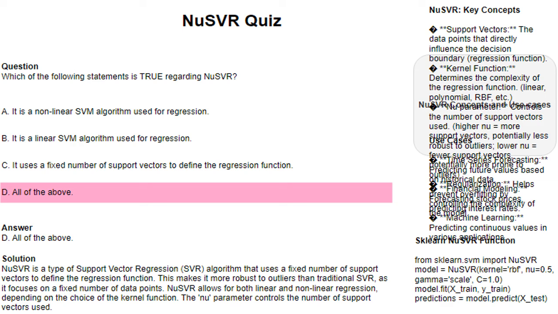Support vectors: the data points that directly influence the decision boundary or regression function. Kernel function: determines the complexity of the regression function. Linear, polynomial, RBF, etc. Nu parameter: controls the number of support vectors used. Higher nu, more support vectors, potentially less sensitive to outliers. Lower nu, fewer support vectors, potentially more prone to outliers. Regularization helps prevent overfitting by controlling the complexity of the model.